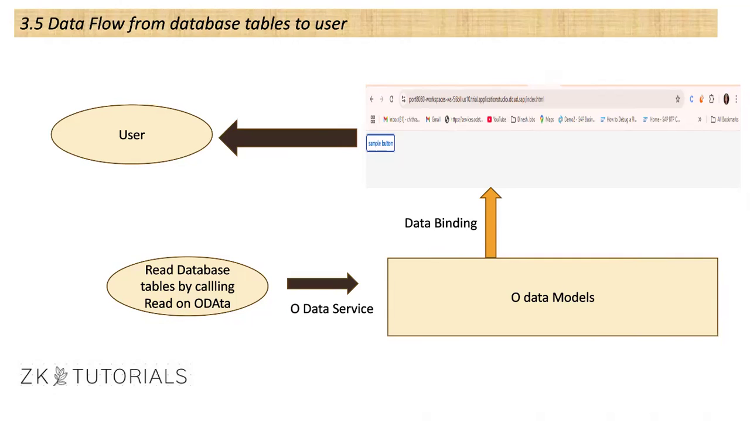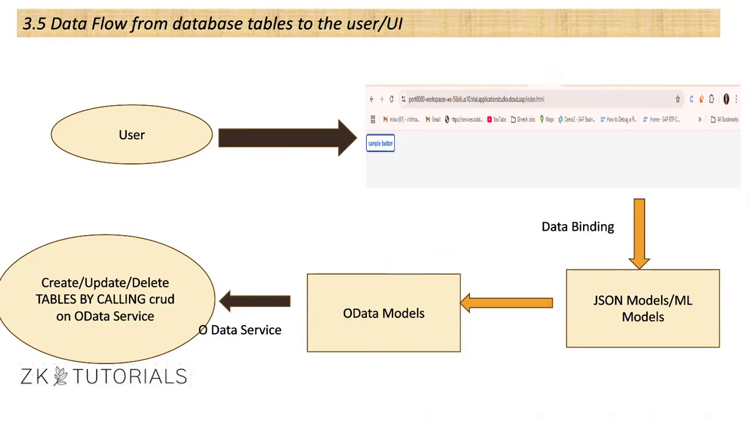This is one way of accessing the data, right? And I'll show another way. The second way of accessing the data is that data is read through the OData services, and you can directly call the OData function from your application.